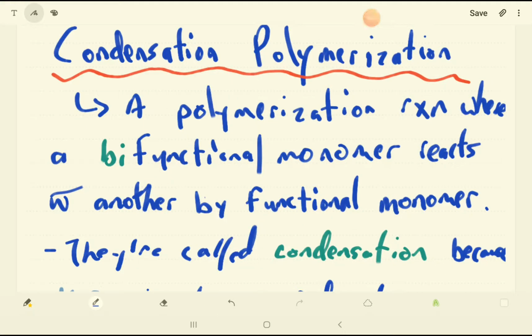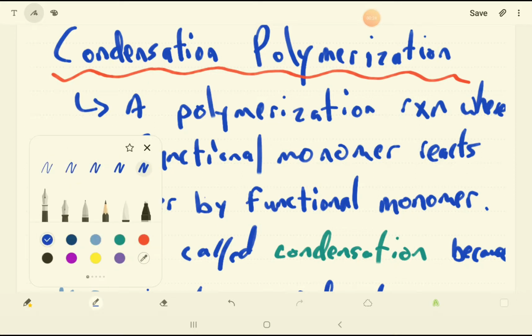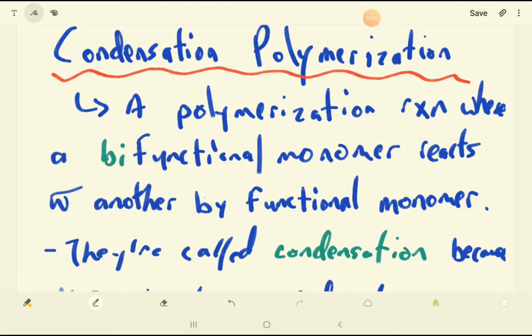So the second type of polymerization reactions are what we call condensation polymers or condensation polymerization. And what that means is it's the same idea. You've got two or more monomers that combine to produce a large organic molecule, or what we would say a polymer. But here, this will refer to monomers that are bifunctional.